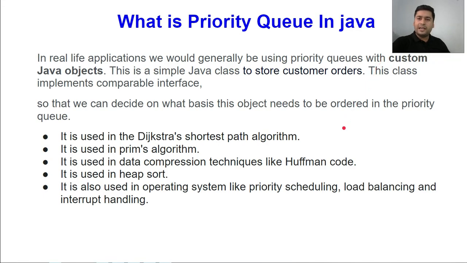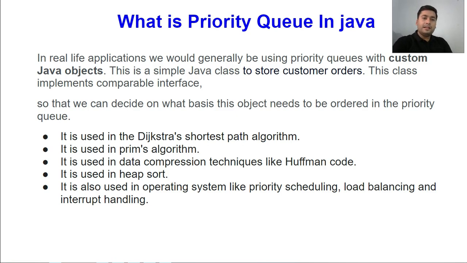Okay, so generally we can say that in real-life applications we would be using a priority queue with a custom Java object. What is a custom Java object? A custom Java object means whatever object we have, we are trying to customize it. Customize means we are trying to add some other effect, other behavior. So at that time we take the priority queue, and based on the priority we design our classes.